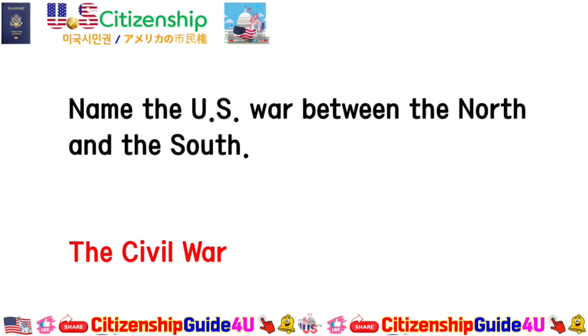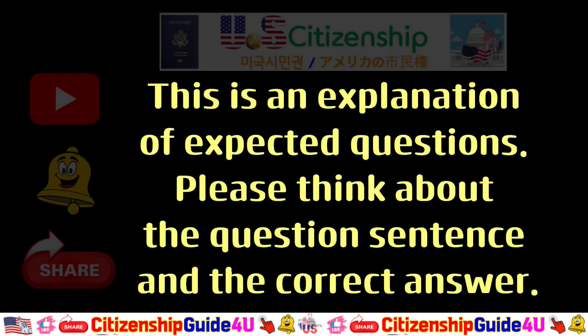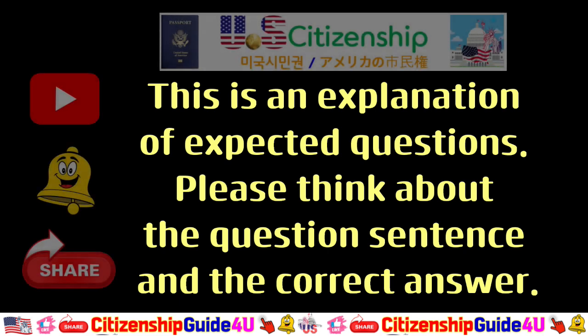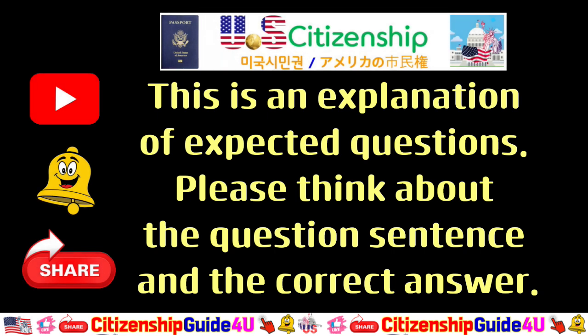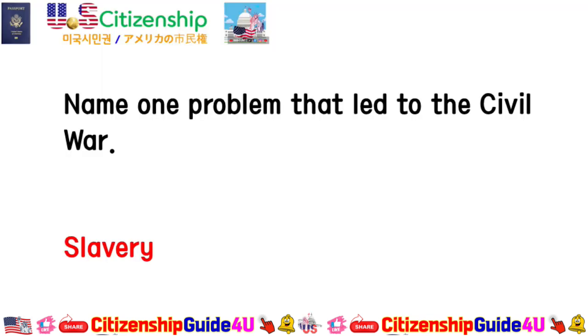The Civil War. The Civil War was a conflict between the North and the South, occurring during President Abraham Lincoln's time. President Lincoln led the Northern Army to victory, resulting in the liberation of slaves. Name one problem that led to the Civil War. Slavery.